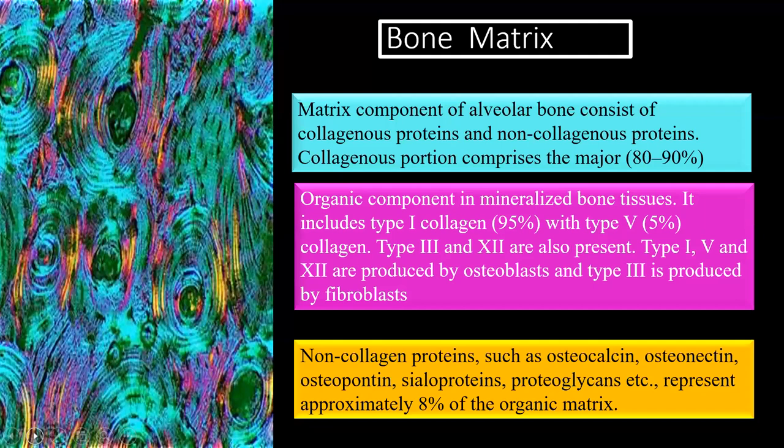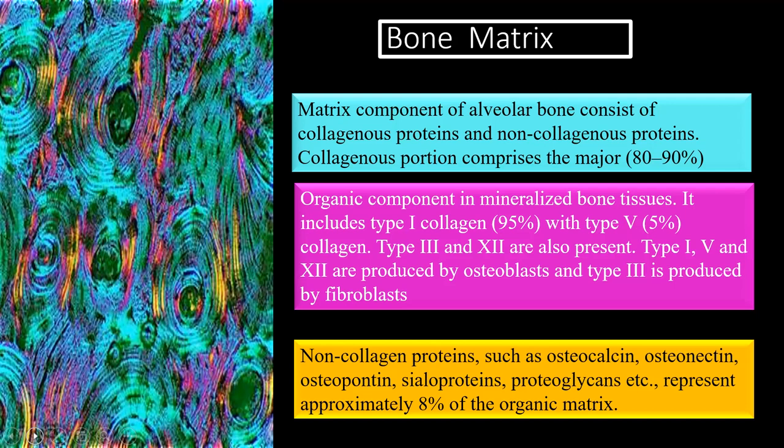So coming to the composition part, the bone matrix. The matrix component of the alveolar bone consists of collagenous proteins and non-collagenous proteins. The collagenous protein comprises a major 80 to 90%. The organic component in the mineralized bone tissues, type 1 collagen, predominates at around 95%, followed by type 5, 5% of the collagen. And type 3 and type 12 are also present. So the collagen types are type 1, type 5, type 3, type 12.